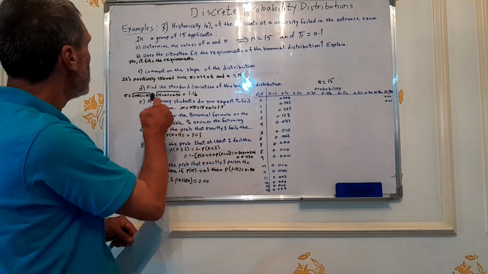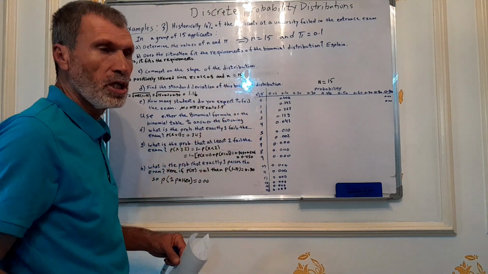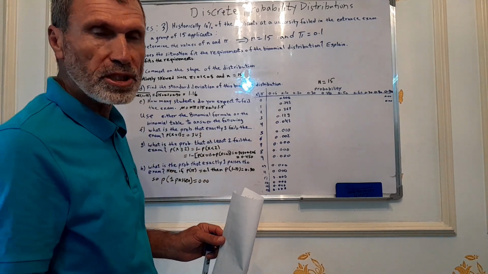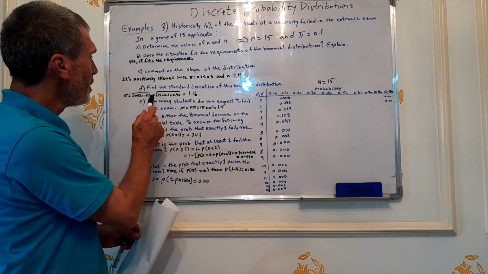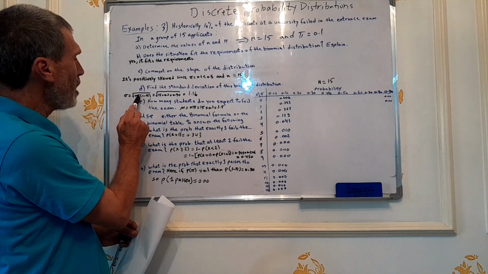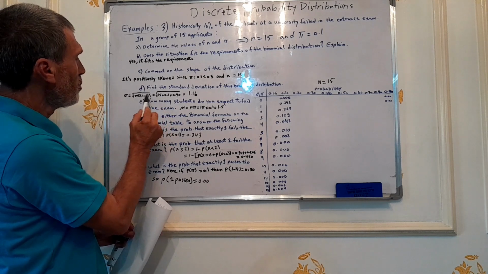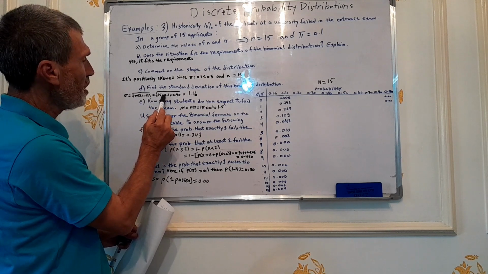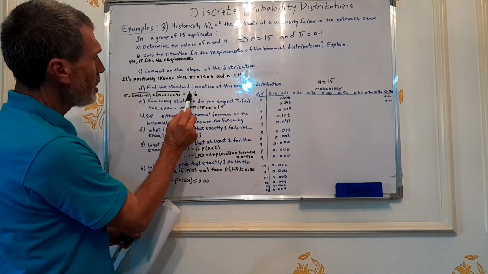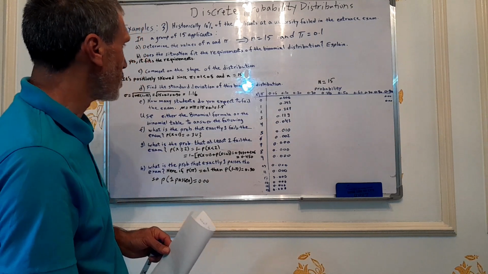Define the standard deviation of this binomial distribution. Of course, the standard deviation, as you said, is the positive square root of the variance, and the variance is n pi times 1 minus pi. So when we get the square root of 15 times 0.1 times 0.90, we come up with 1.16, which is the standard deviation of the distribution.